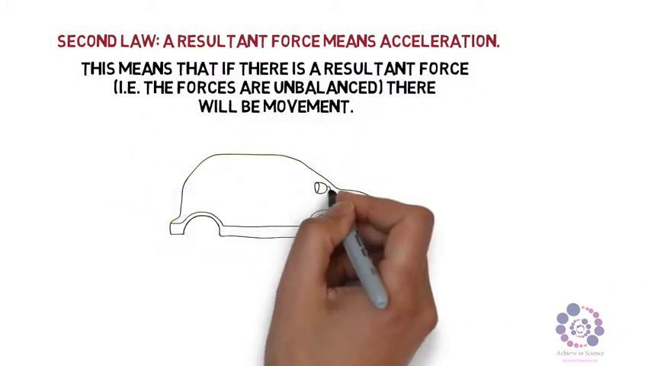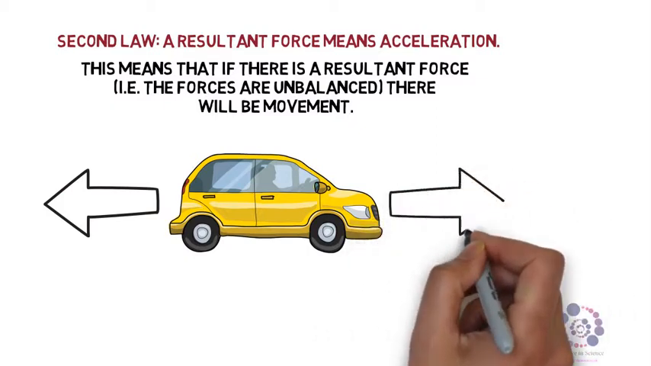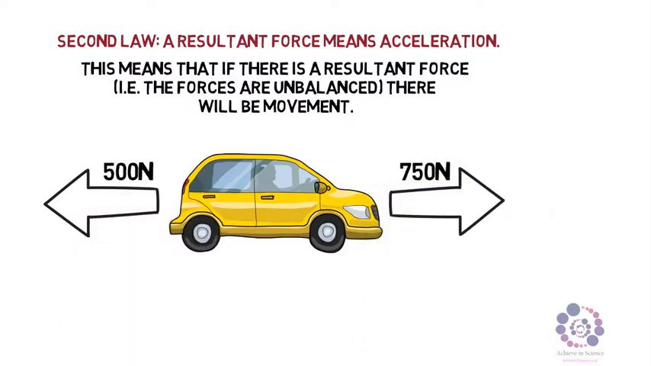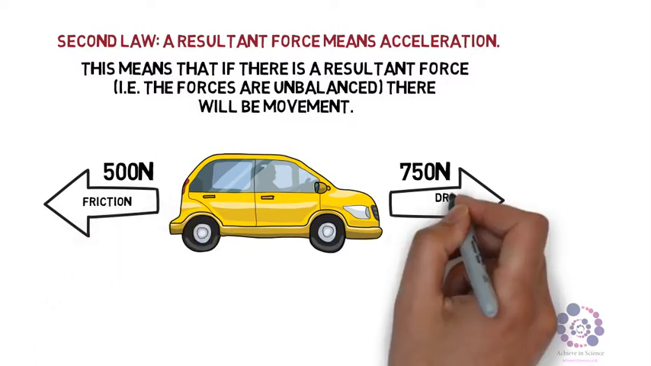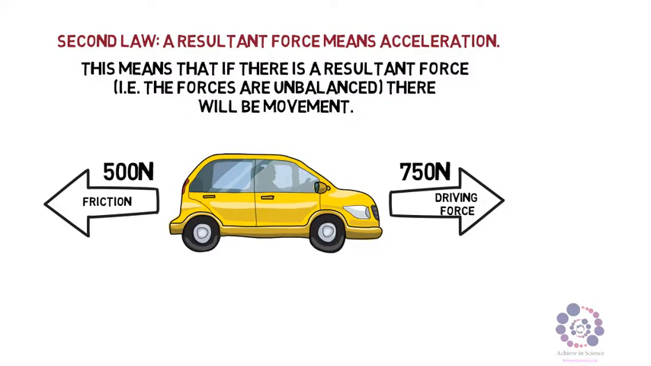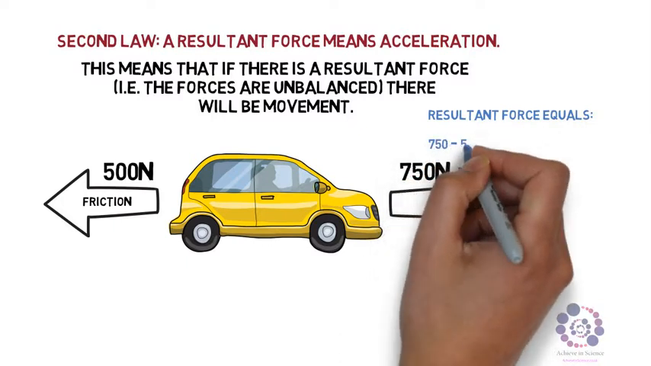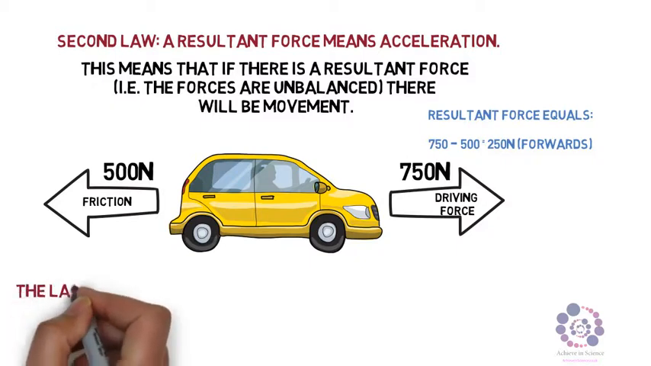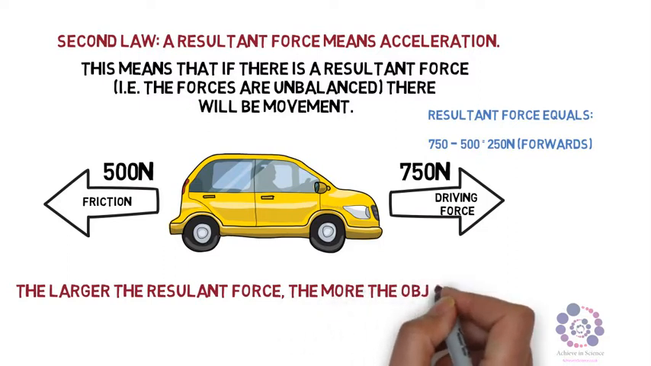Let's show this in a diagram. Here we have a car and we can label the two forces, one backwards and one forward force. If we add values to this, we can have 500 newtons acting backwards and 750 acting forwards, where 500 newtons is friction and the 750 is the driving force. From this, we can calculate the resultant force by subtracting 500 from 750 to equal 250 newtons, meaning there is a 250 newton resultant force acting forwards on this vehicle. Now, the larger the resultant force, the more the object will accelerate.